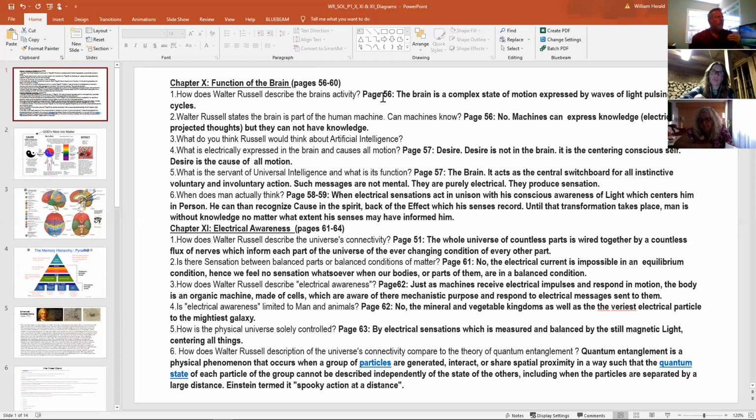So this is really the brain's activity. So what is going on inside the brain? We're having these waves of light pulsing in cycles in our brain. So this pulsing probably creates a vibration, right? Because when you have a pulse, you'll have a vibration. So we're getting some vibratory action. And through this, the brain is responding.